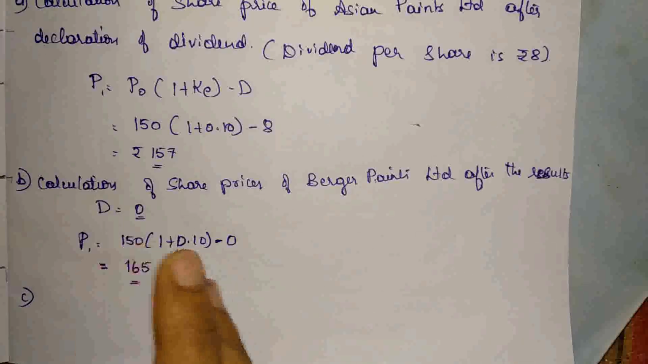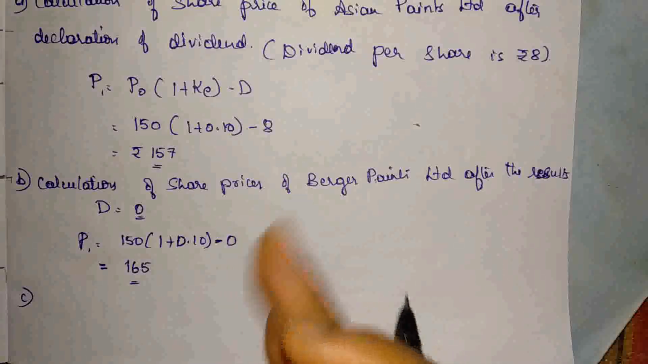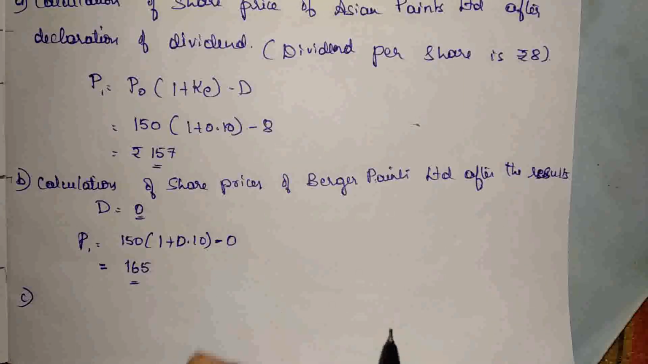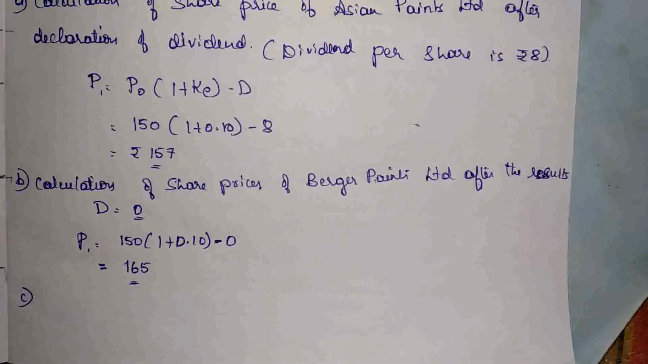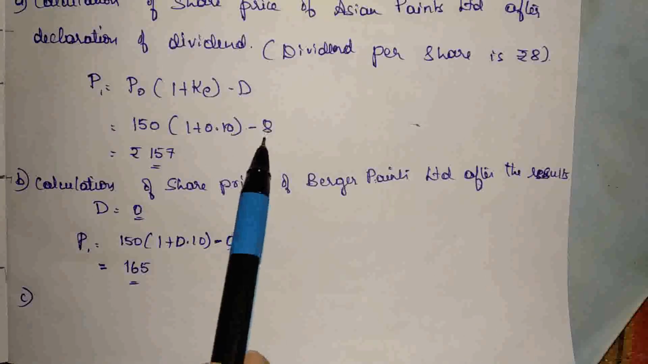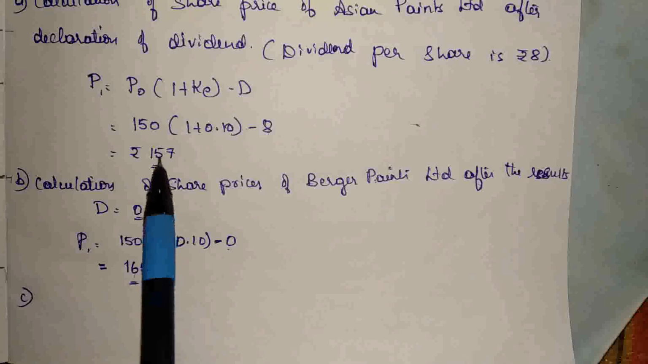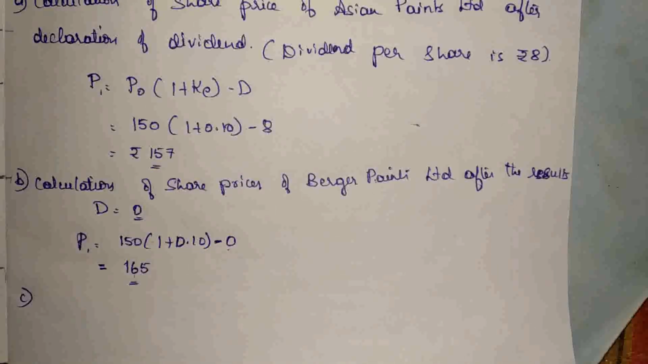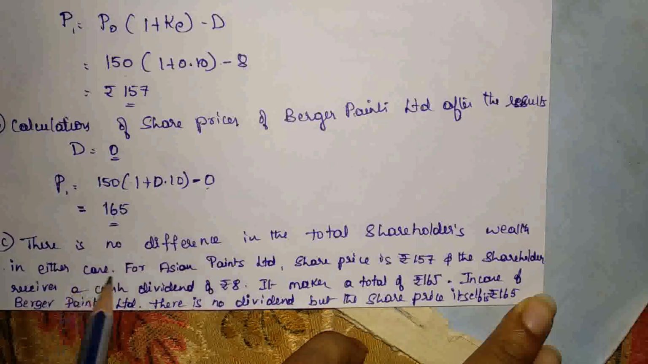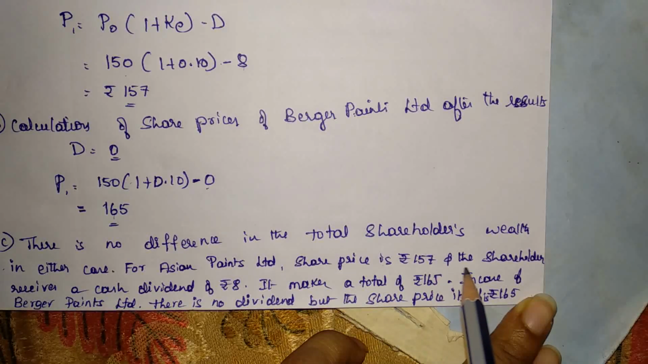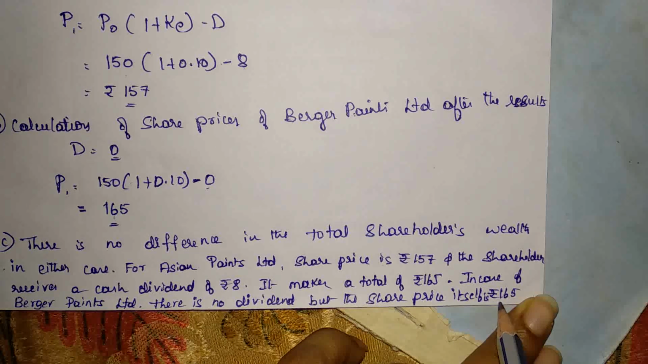In the beginning I mentioned the Miller and Modigliani model. This is an irrelevance approach, that is, the rate of dividend will not affect the share price. So even if there is no dividend, or even if there is a dividend, it will not make any difference in the shareholders' wealth. That is the comment we have to give: there is no difference in the total shareholders' wealth in either case. For Asian Paints Limited, the share price is rupees 157 and the shareholder receives a cash dividend of rupees 8, so it makes a total of rupees 165. In the case of Burger Paints Limited, there is no dividend, but the share price itself is 165.